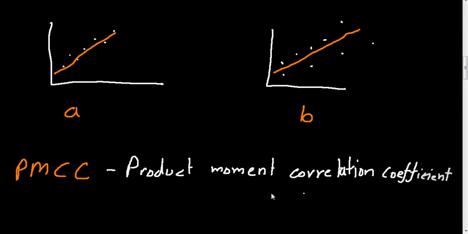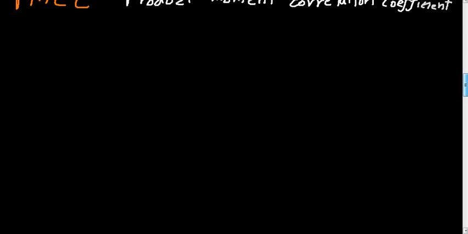Okay, so that's called the product moment correlation coefficient. Now the PMCC for this will be something like 0.9. For this it's probably something like 0.6. As you can see, there's more scatter about the line of best fit, so the PMCC goes down. There is a negative scale also to this PMCC. That is used to describe any negative correlations.